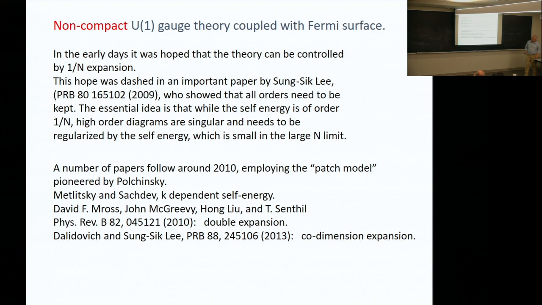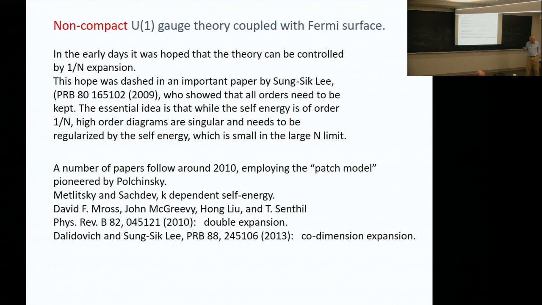Okay, so what do we know about non-compact gauge theory with a Fermi surface? In the early days, it was hoped that the theory could be controlled by a 1 over n expansion. We can just replicate spin up and down into n copies. But there was an important paper by Sung-Sik Lee, who proved that this is not true. There's no 1 over n expansion. So that, of course, put a damper on things. We don't know what to do.